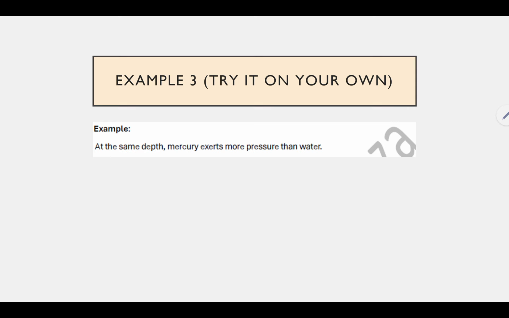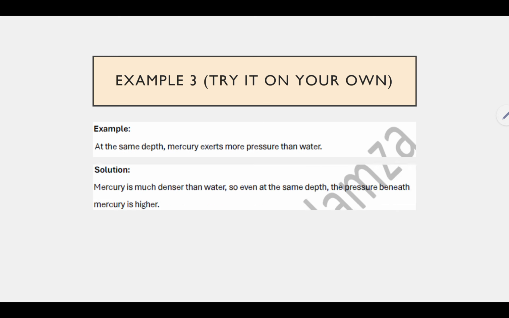Finally, at the same depth, mercury exerts more pressure than water. Why? Because mercury has more density. Mercury is much denser than water, so even at the same depth, the pressure beneath mercury is higher.